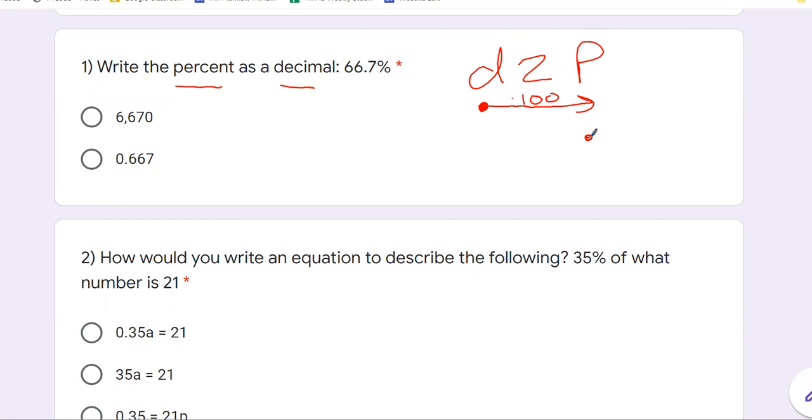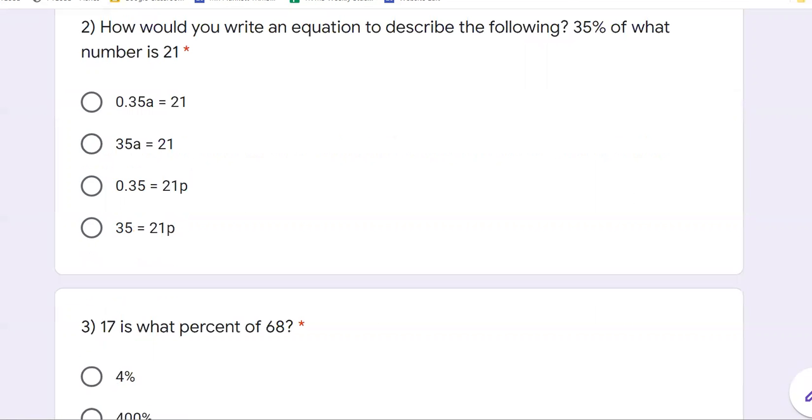If you start with a percent, that means it has the percent sign symbol. You move the decimal 2 places to the left. That's dividing by 100. And that converts a percent into a decimal. So that was the hint that I have on the first question. Now I'm going to go to number 2.